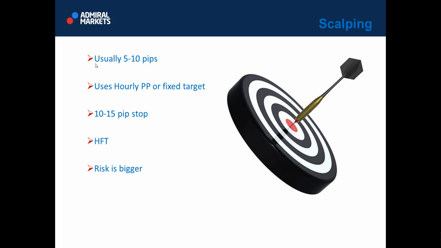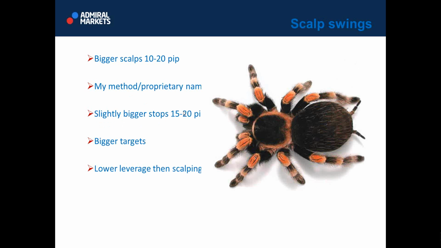So, 5 to 10 pips scalping. Uses hourly pivot points or fixed targets. 10 to 15 pip stop, high frequency trading is also scalping, very efficient, but it's not allowed on many brokers. And of course, because you are using a smaller stop, the risk is bigger. So guys, you know what I'm talking about. Scalping is a good way to make profits, but you need to know what to do. 10 to 15 pip stop usually.